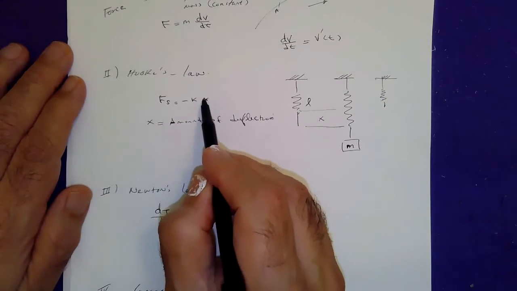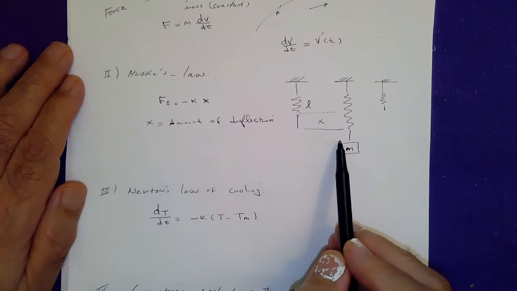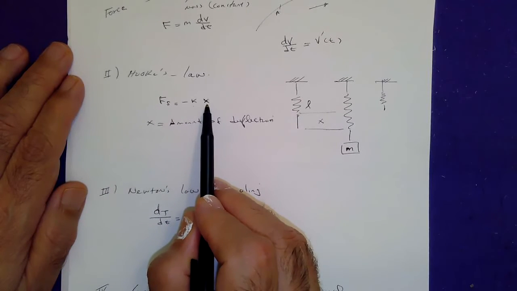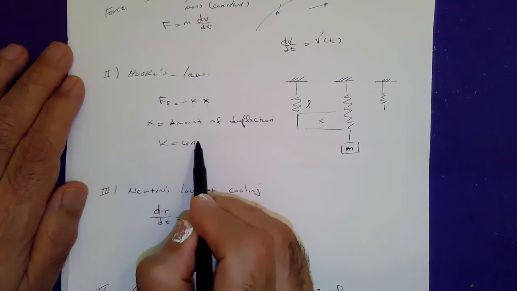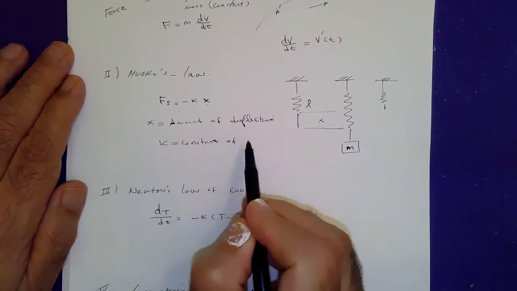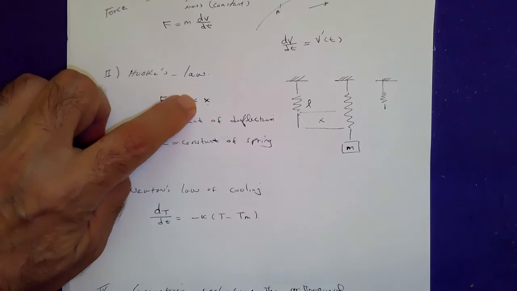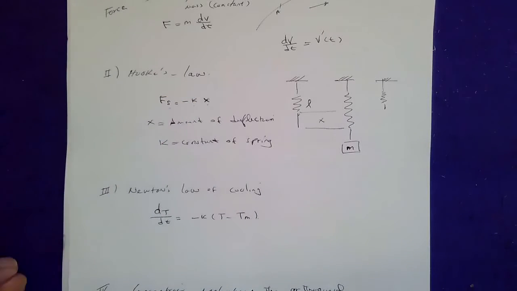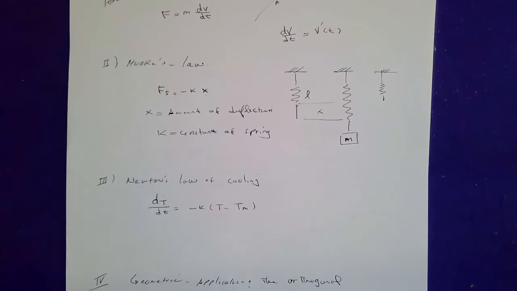And Hooke's law says the force due to the spring is proportional to the amount of deflection. And K is called the constant of the spring, which in real life means how stiff or hard the spring is, or the material the spring is made of.